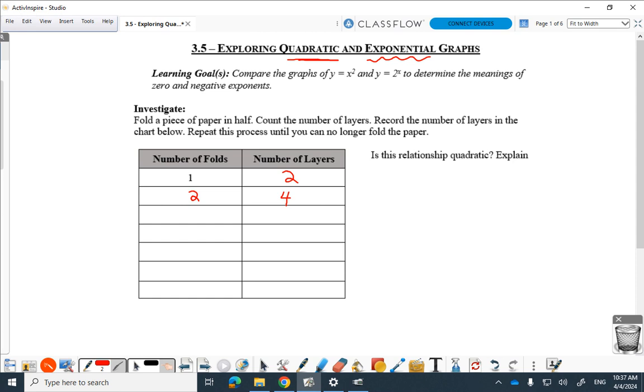Fold it again. How many you got? 8. That's right. Mine's hard to count because I've got the little ends on there. 1, 2, 3, 4, 5, 6, 7, 8. 8 layers after 3 folds. Fold it again. He doesn't have a piece of paper, but he said 16. He can see what's happening here. Maybe he can see it in the table, or maybe he's looking at the paper going, there's 8 over here. If I fold it and bring these 8 layers over there, that's 8 and 8, which is 16.